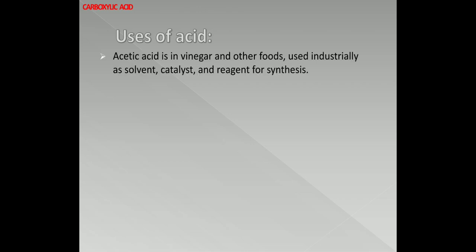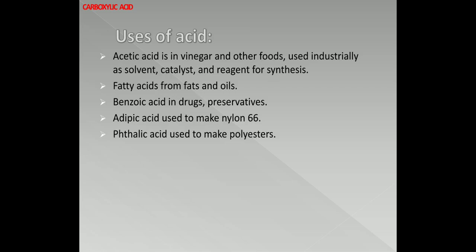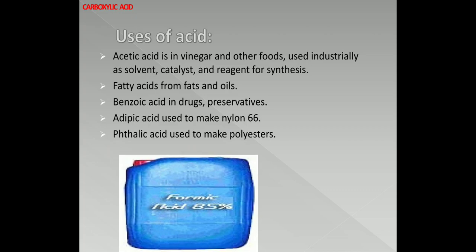Now, uses of acids. Acetic acid is in vinegar and other foods, and is used industrially as a solvent, catalyst and reagent for synthesis. Fatty acids come from fats and oils, benzoic acid is used in drugs and preservatives, adipic acid is used to make nylon 6,6, and phthalic acid is used to make polyesters. So these are some uses of carboxylic acids.